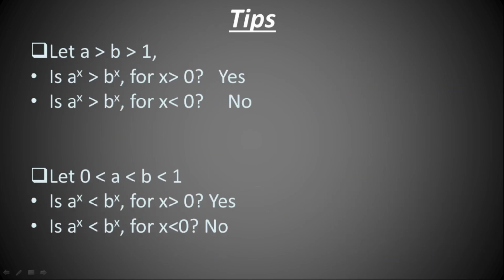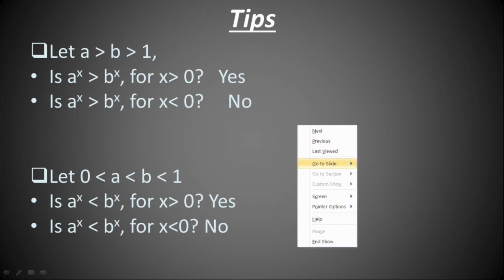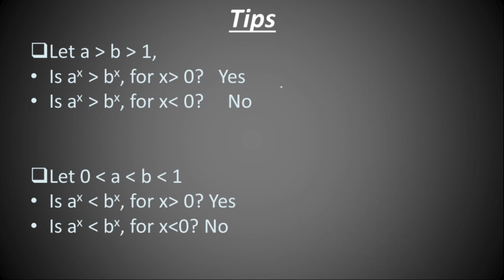Okay, let me give you some important notations regarding exponents. Let a be greater than b greater than 1, which means both are greater than 1, let's say a is 3 and b is 2. For the first statement, let's say this is Roman numeral 1: a to the power of x is greater than b to the power of x for x greater than 0. Is it true or false? Our answer is yes.